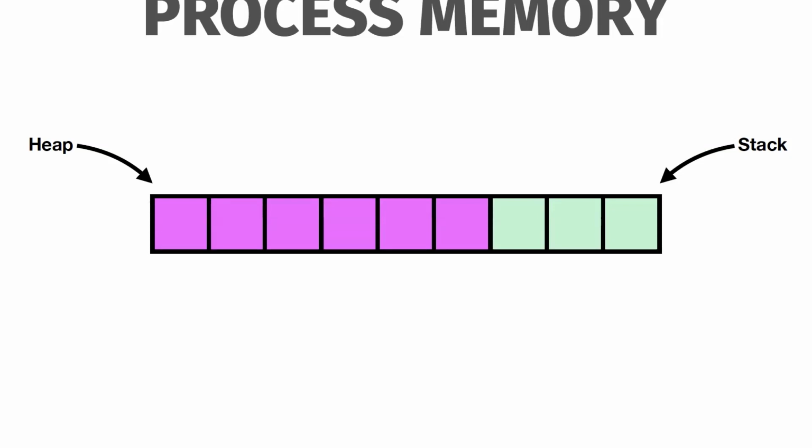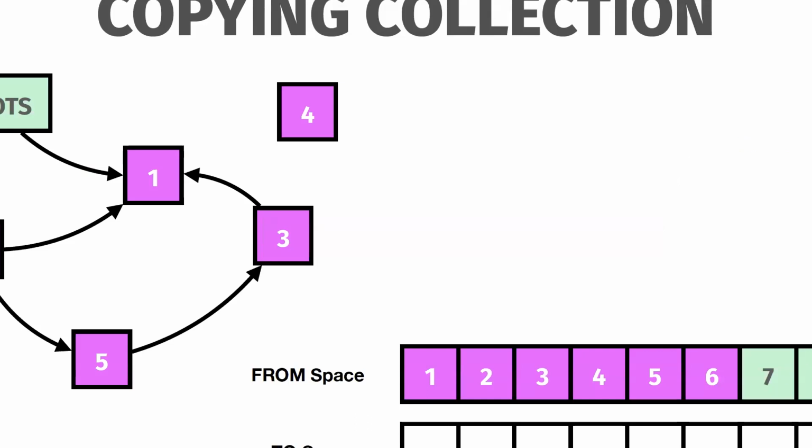So step 1 is a copying algorithm. We already saw that, so we know how it works. So we start from the roots, which among other things is everything on the stack. And similarly to what we've seen before, we copy everything over.